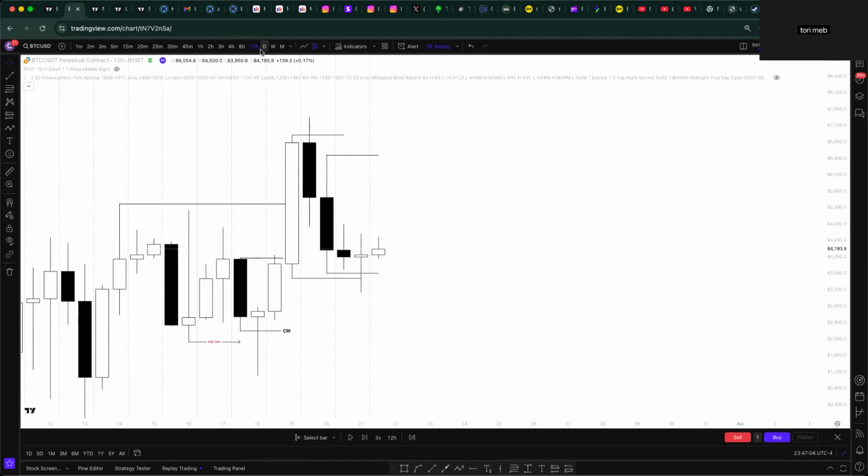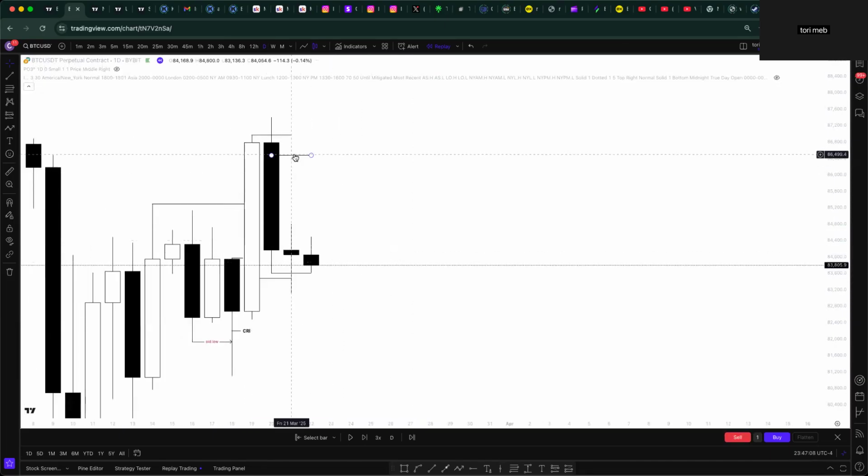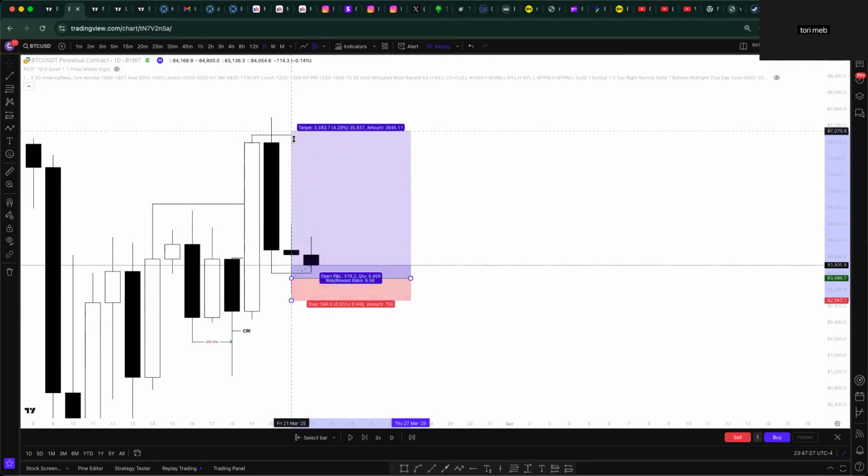But I went to the daily and I saw it as a nice CRT candle, right? So just look at it here. So this is my order block. Remember, order block as key level, order block as key level, manipulation candle. I took it straight. Entry somewhere here, and I was targeting this high.